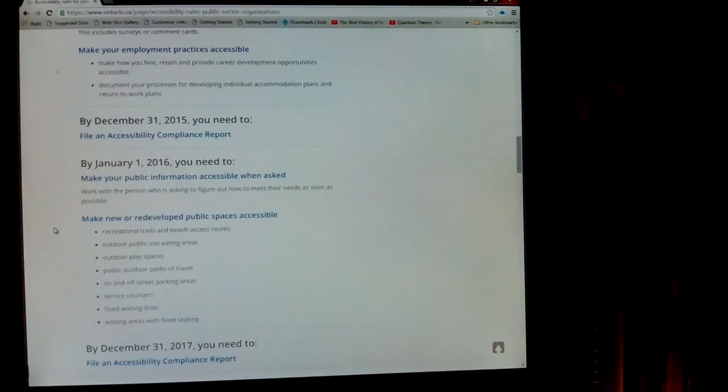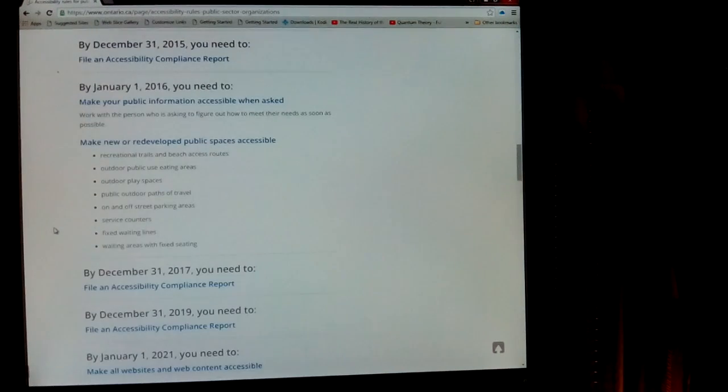By December 31st, 2015, you need to file another accessibility compliance report. By January 1st, 2016, you need to make your public information accessible when asked. Work with the person who is asking to figure out how to meet their needs as soon as possible. Make new or redeveloped public spaces accessible. Recreational trails and beach access routes, outdoor public use eating areas, outdoor play spaces, public outdoor paths of travel, on and off street parking areas, service counters, fixed waiting lines, waiting areas with fixed seating.